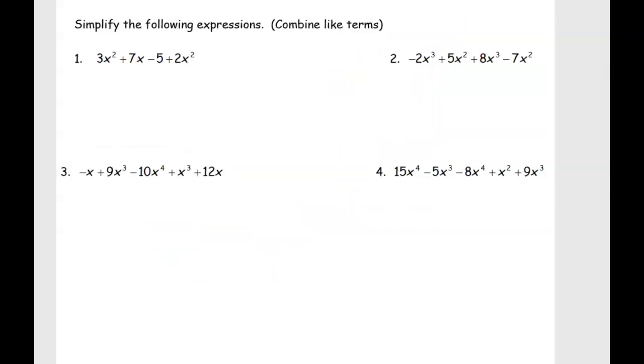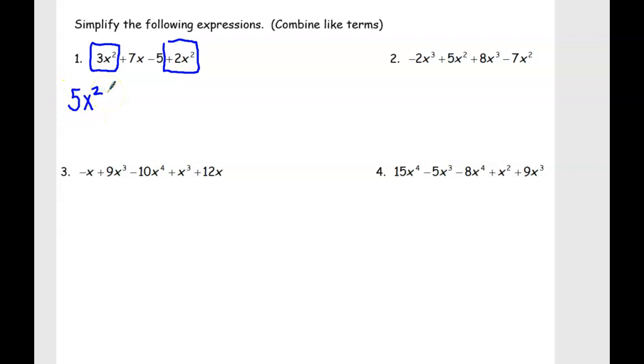If we look at this example here, we're going to simplify the following expressions. This is kind of going back to what we did at the beginning of the year, combining like terms. I'm only looking for like variables with like exponents, and you should always start at the highest exponent. My highest exponent is 2, so I'm going to combine 3x squared and 2x squared. When I do that, 3 plus 2 is 5, so we get 5x squared.